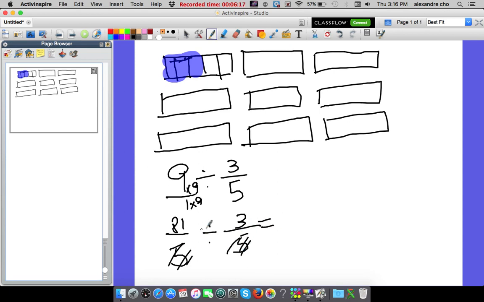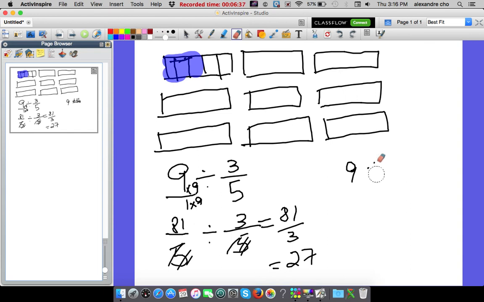Remember, if the denominator is the same, you can literally cancel these out because they're the same size. So how many times can 3 go into 81? Let's write it as a fraction first, 81 over 3, and that would be 27. So with 9 pieces of wood, you can make 27 tables.